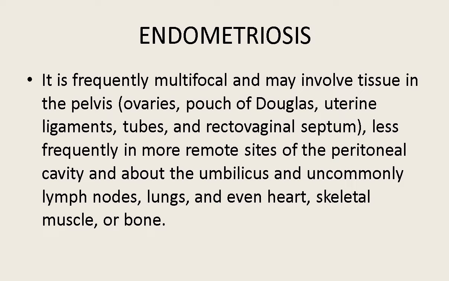Endometriosis is frequently multifocal and may involve tissue in the pelvis. These tissues may be the ovaries, the pouch of Douglas, the uterine ligaments, the fallopian tubes, and rectovaginal septum. Less frequently, it may involve more remote sites of the peritoneal cavity and about the umbilicus, and uncommonly lymph nodes and lungs, and even heart, skeletal muscles, and bone.